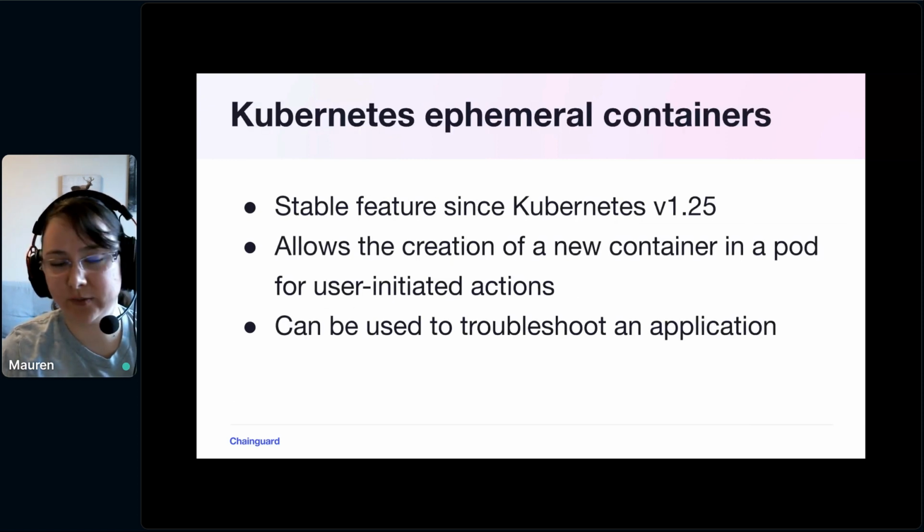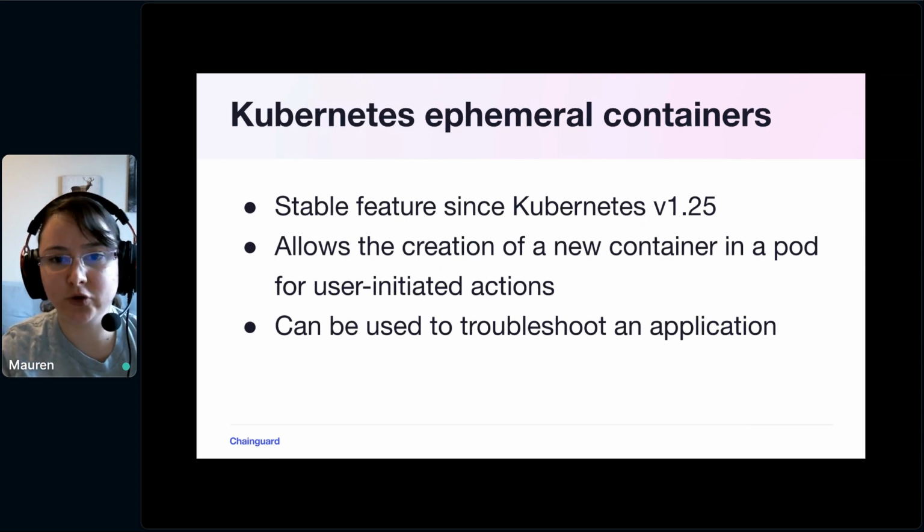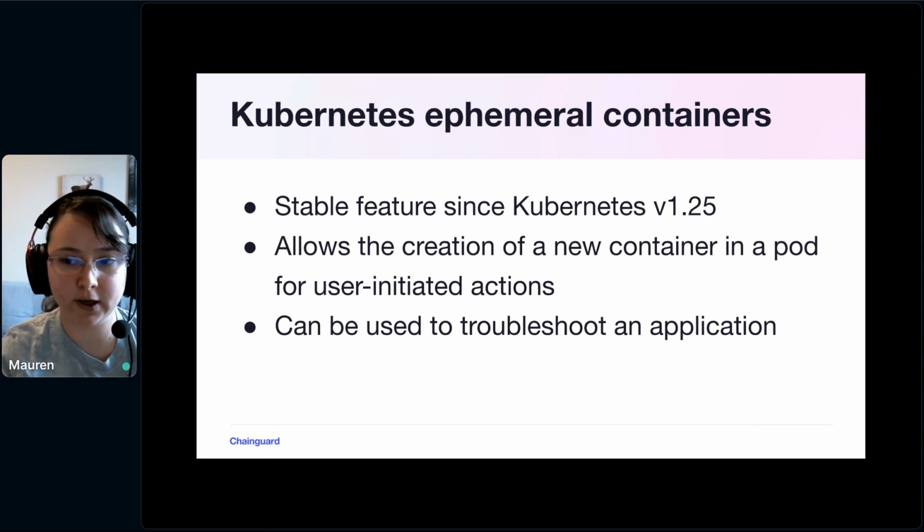A very brief introduction to what an ephemeral container is in Kubernetes. This is a stable feature that is available since Kubernetes 1.25, and it allows you to add a new container to a pod at runtime through the use of the kubectl debug command. This has the goal of allowing user-initiated actions, such as debugging, and it makes it very useful for troubleshooting applications.